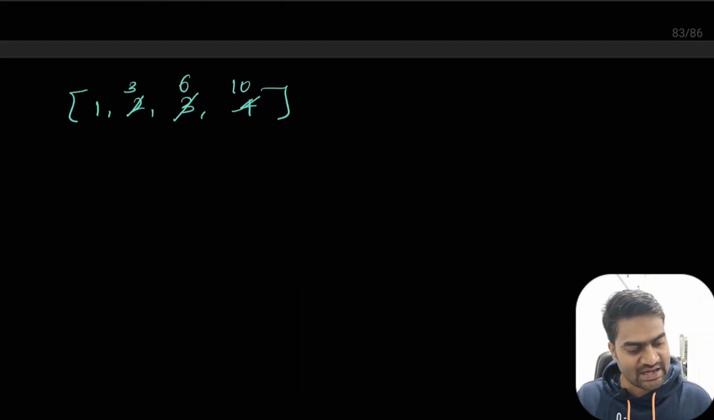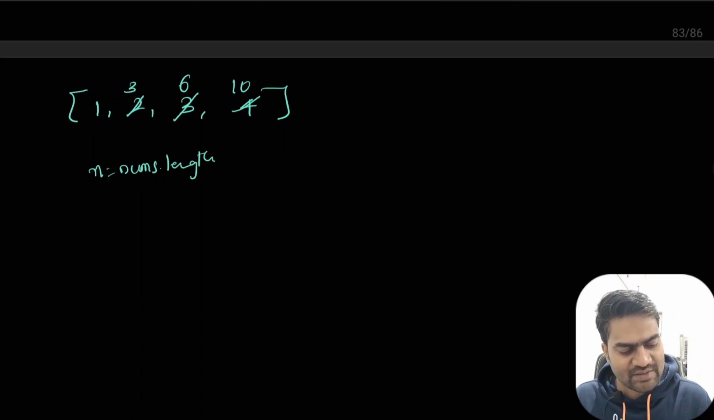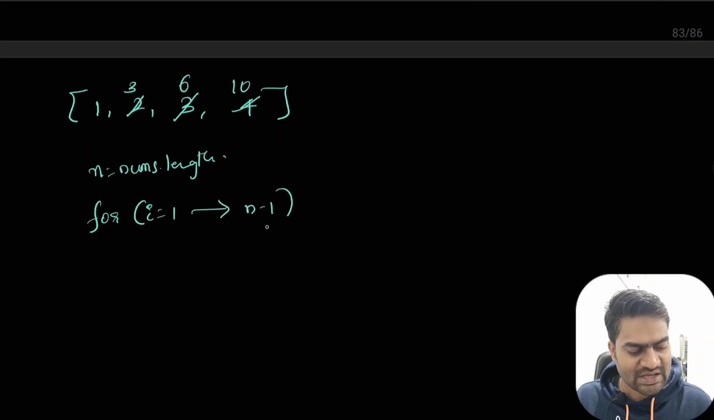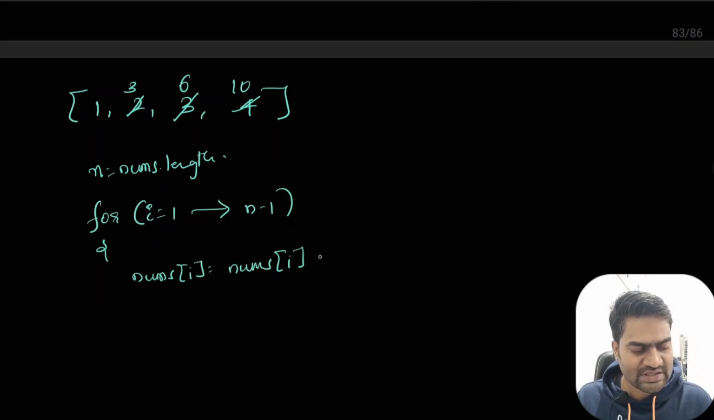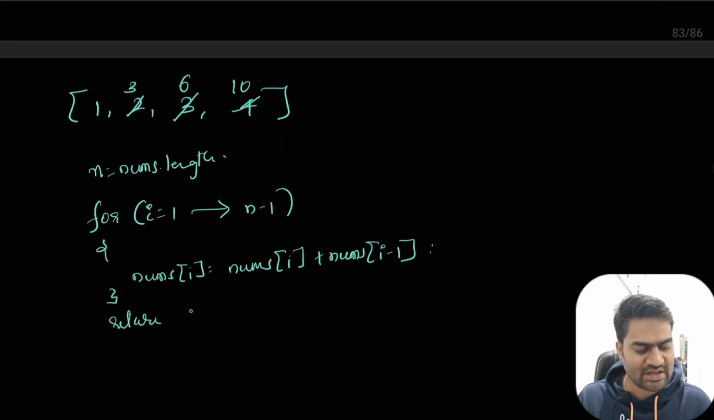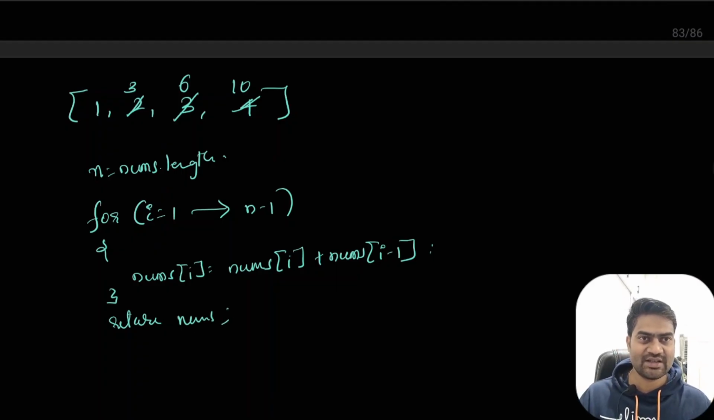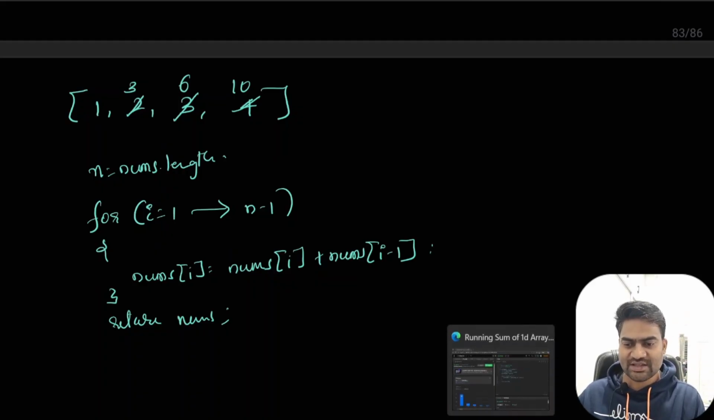So now with that, let us see how we can do. So n will be nums dot length. Now I will start from i equal to 1. I will iterate until n minus 1. Now I will simply say nums of i equals nums of i plus nums of i minus 1. This is simple. I will simply return my nums array. This is pretty much straightforward. Okay, let us switch and let us try to execute this and see.